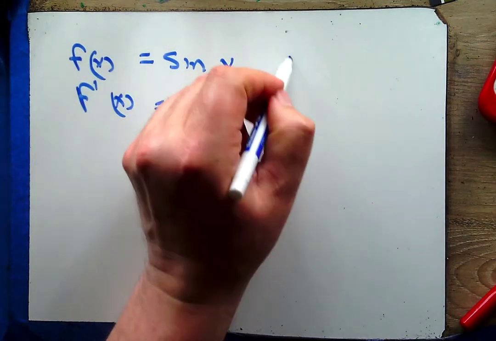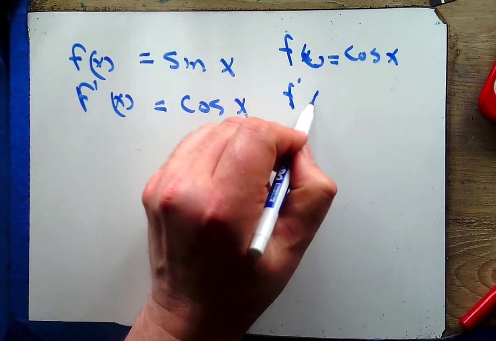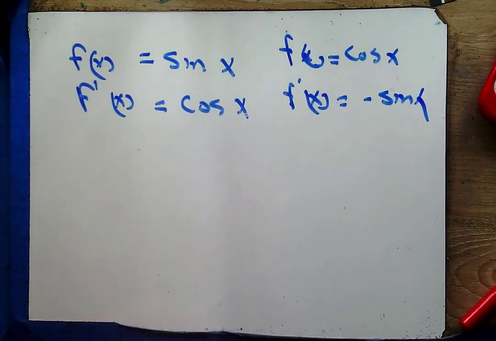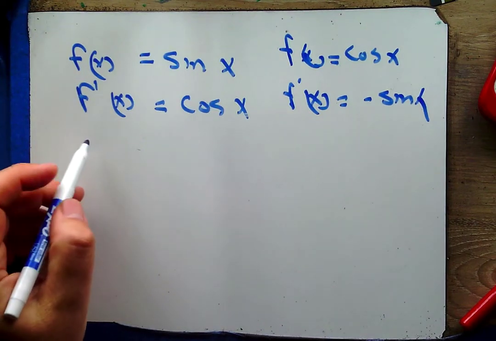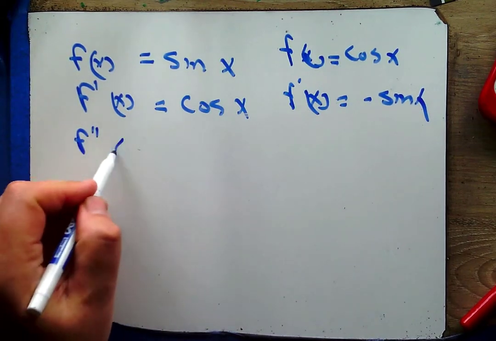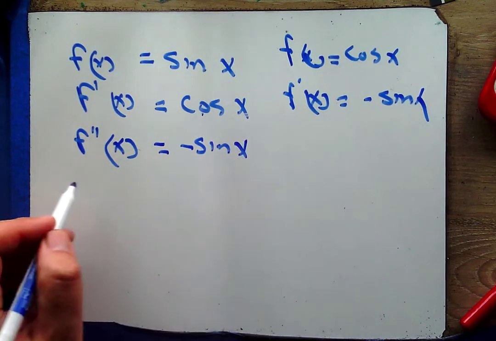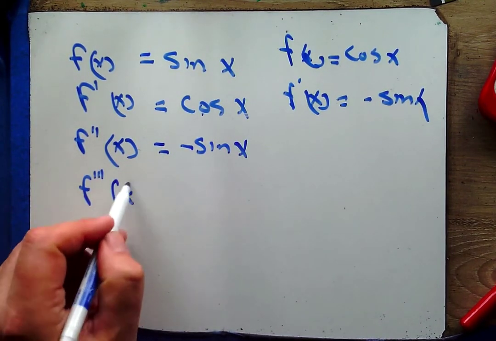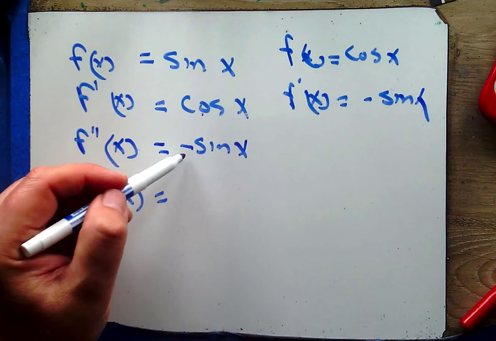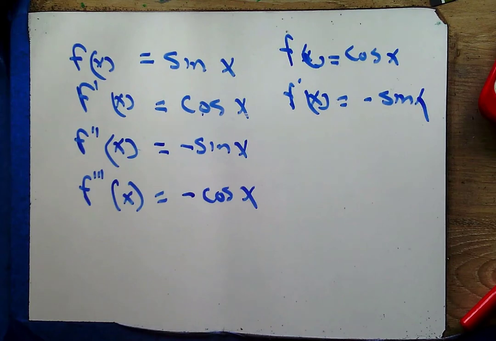We also showed with f of x equals cosine x that we didn't get sine x for f prime, we got negative sine x. So if we think about this, if f is sine, f prime is cosine, f double prime is the derivative of cosine, which is negative sine, and f triple prime is the derivative of negative sine, which is the derivative of sine with a negative in front. The derivative of sine is cosine. If I put a negative in front, I get negative cosine.